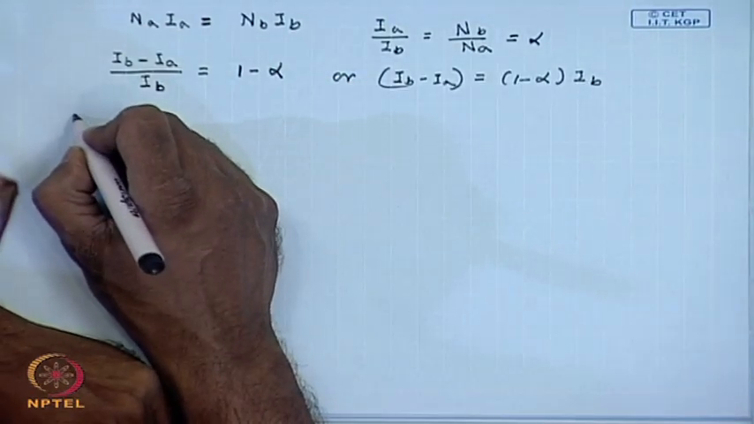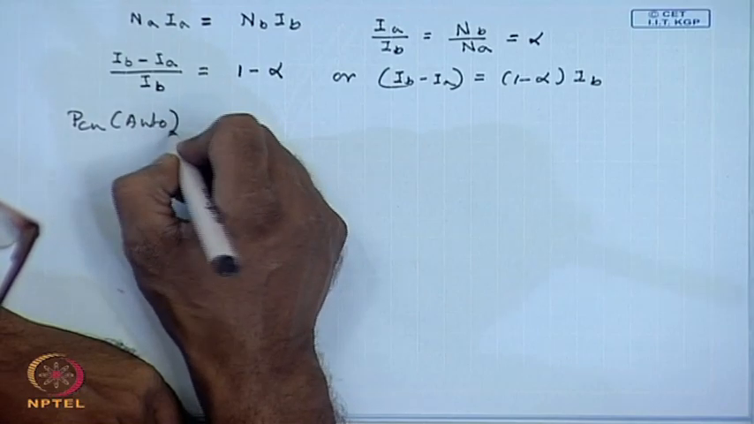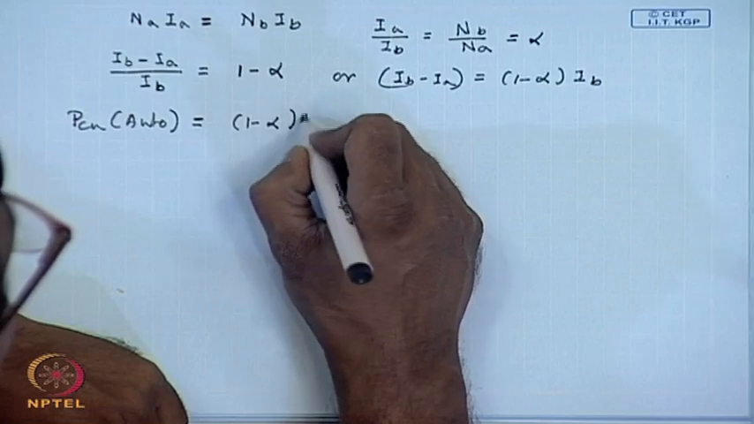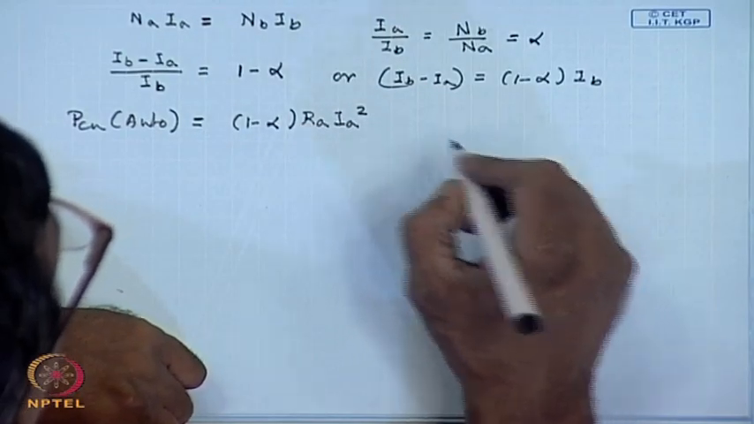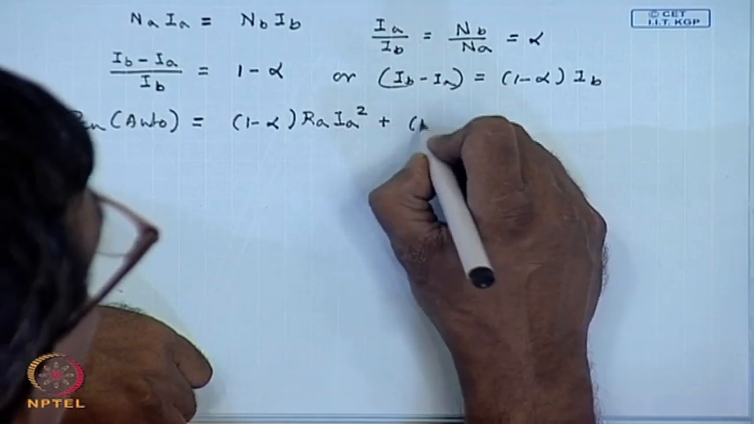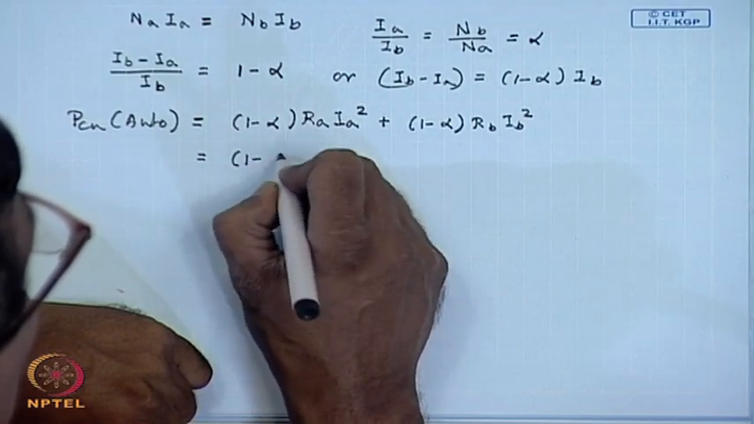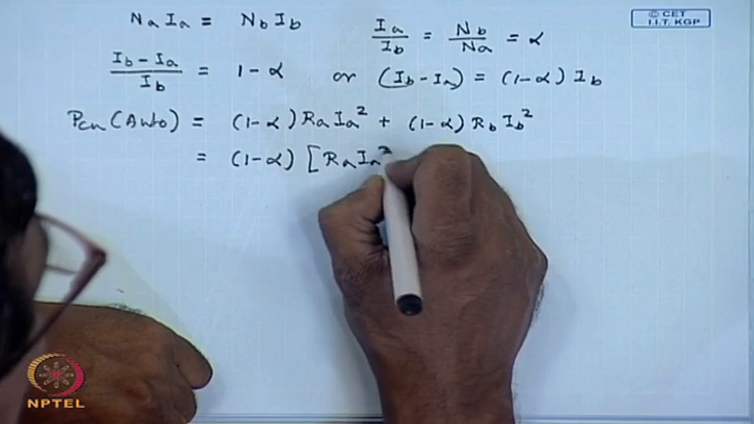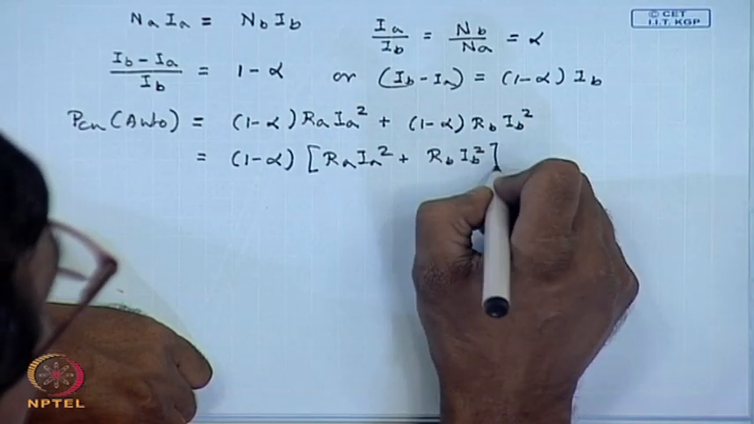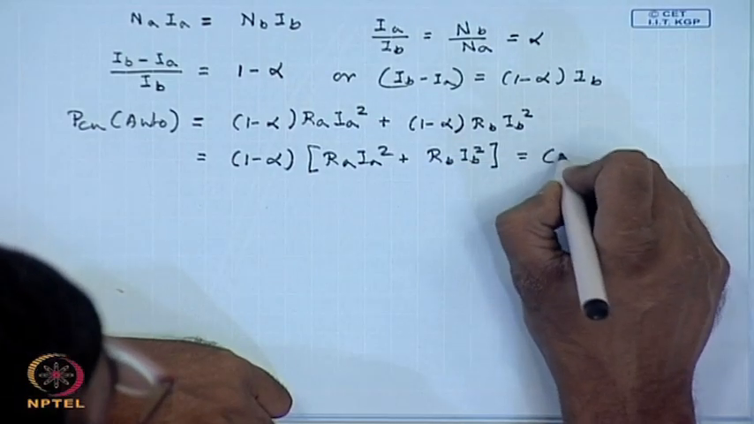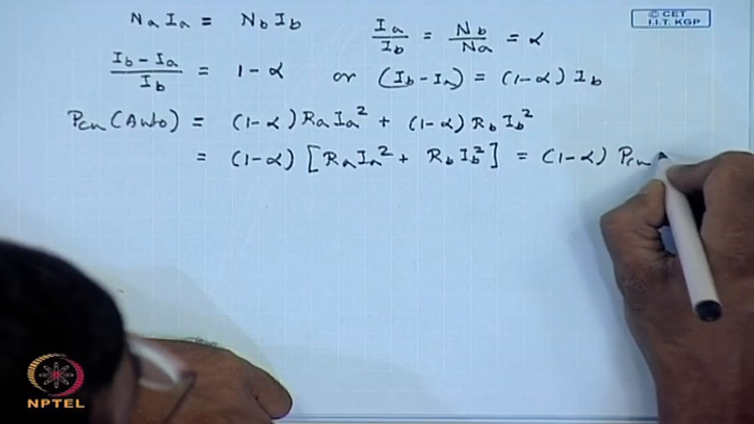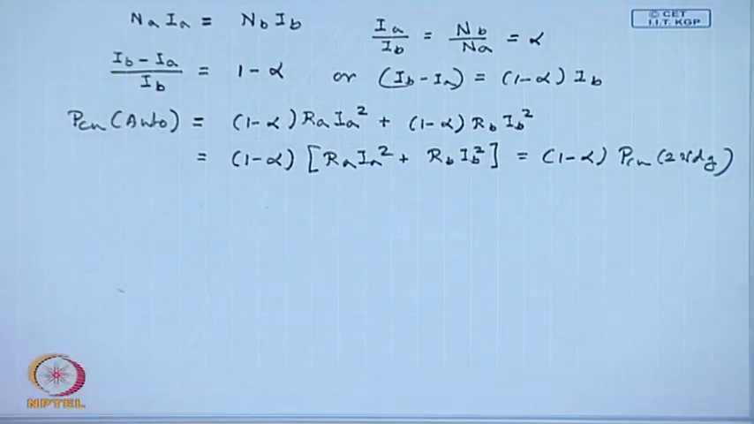Hence, the copper loss in the autotransformer should be equal to 1 minus alpha into R A I A square plus 1 minus alpha R B I B square, equal to 1 minus alpha into R A I A square plus R B I B square, which is the power loss in the two winding transformer, equal to 1 minus alpha into P C U two winding. So, we see for the same rating, if the two winding transformer and the autotransformer are supplying the same load, then the autotransformer will have lower loss.